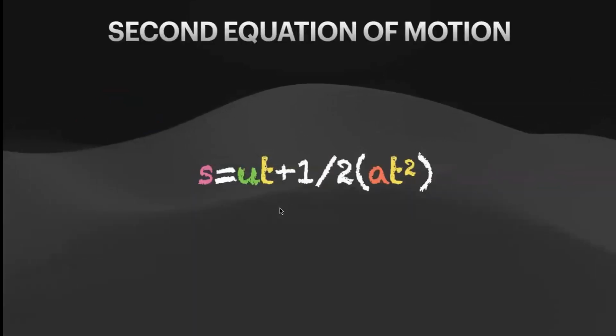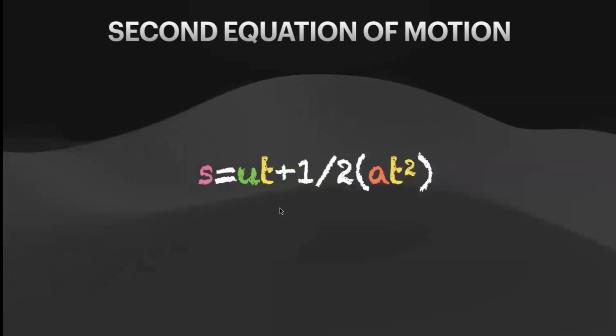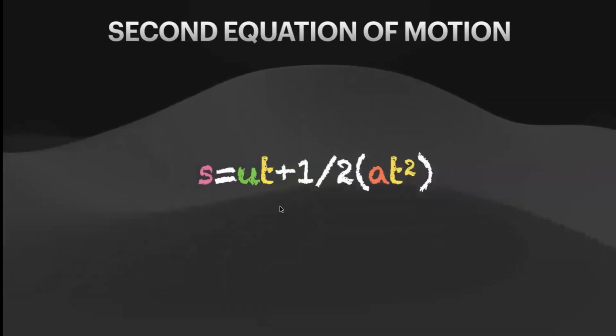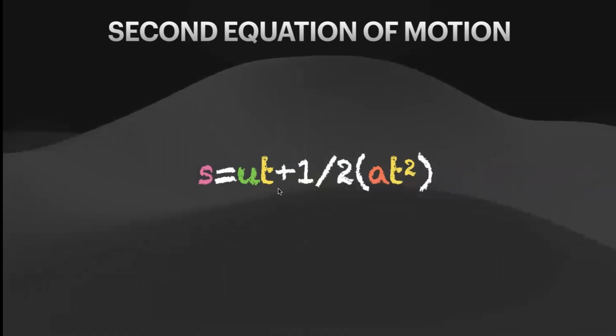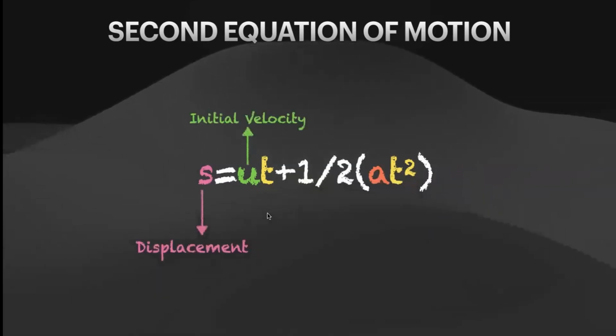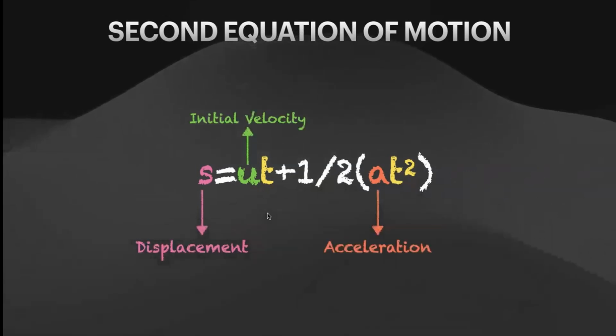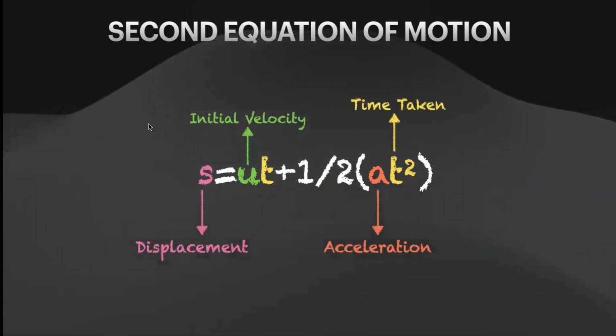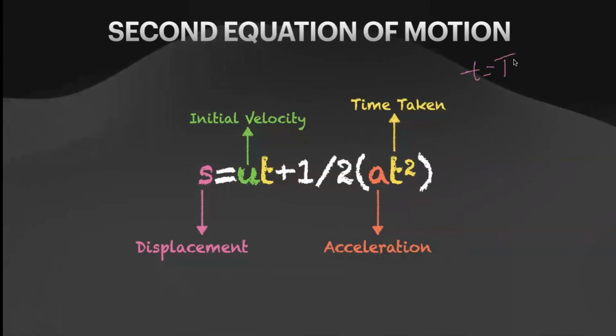So what is the second equation of motion? Here we have S is equal to ut plus half at square. So what are the terms? S is displacement, u is initial velocity, a is acceleration, and t is time taken. Okay, don't get confused. T square is not time taken, t is time taken. Remember, t is time taken.